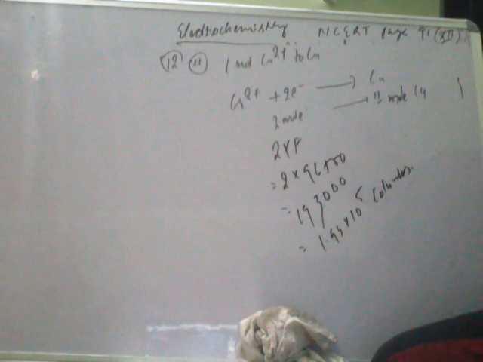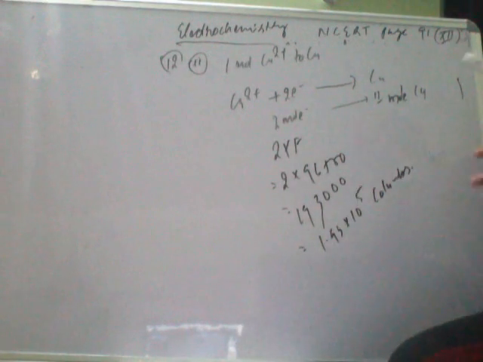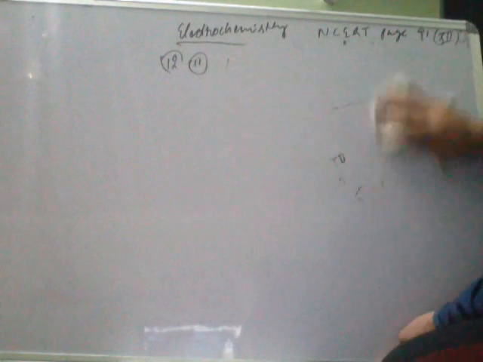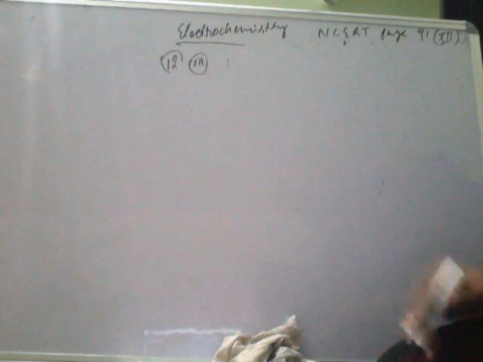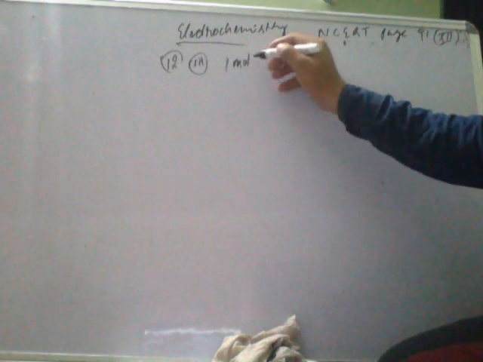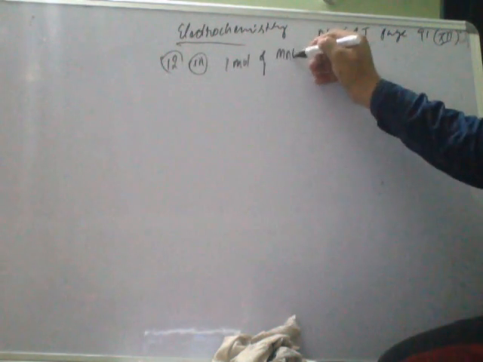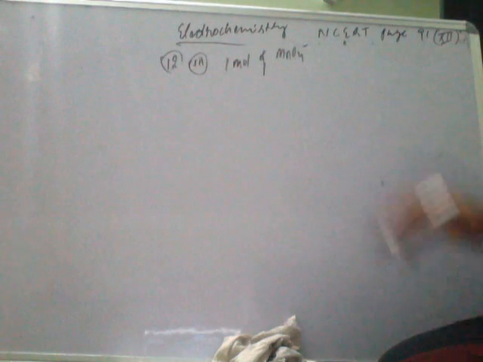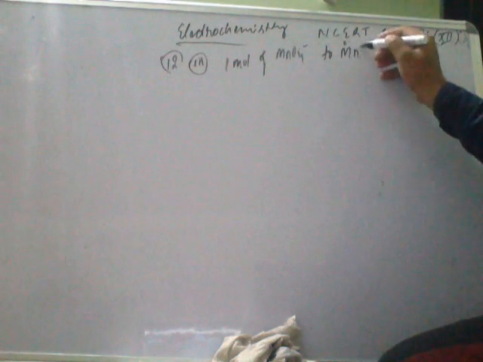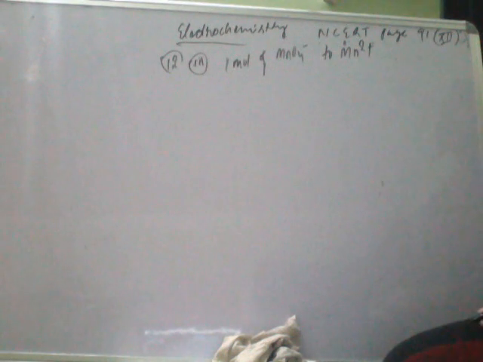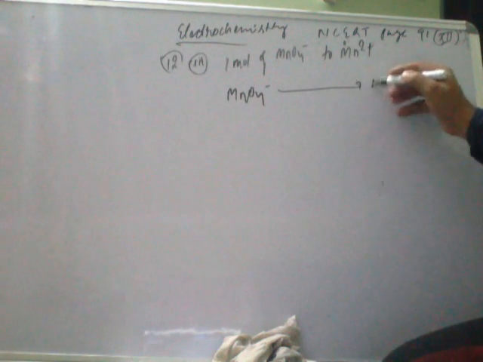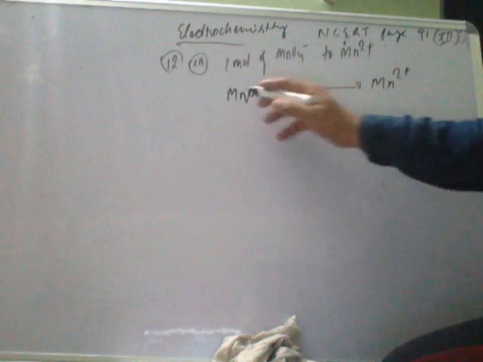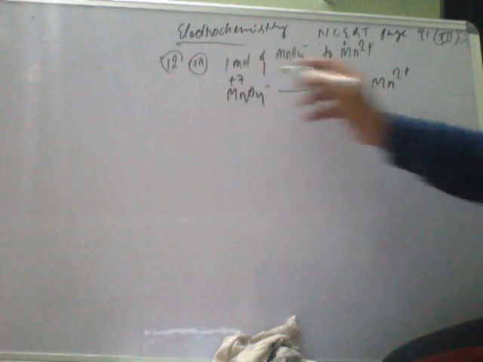Now come to the third portion of the question. This question is simplistic. Okay, come to question number third. What the question is saying is how much electricity is required for 1 mole of MnO4- to Mn2+. See here, MnO4-, you are converting to Mn2+. The oxidation state here is +7, here it is +2.